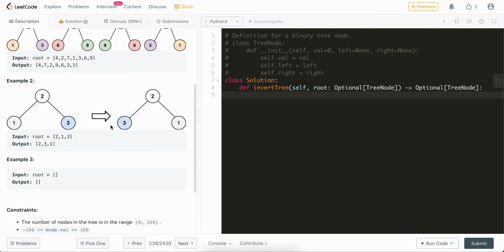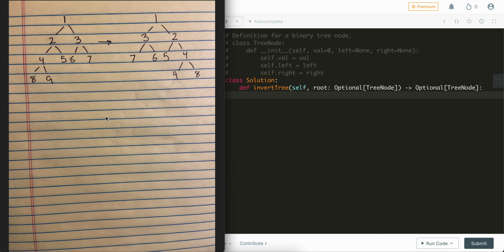If I pull up my paper here, where I wrote this out, we're given a binary tree and we want to transform it by inverting all of its subtrees, swapping out the left with the right and the right with the left. So check this out. The way that I look at this initially is I say, okay, we're starting at 1. What are we doing from there?